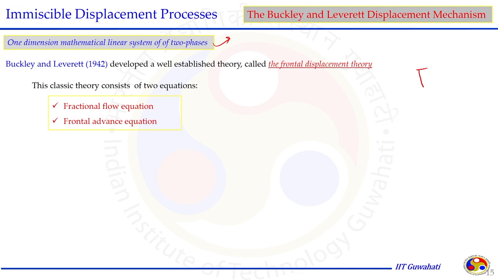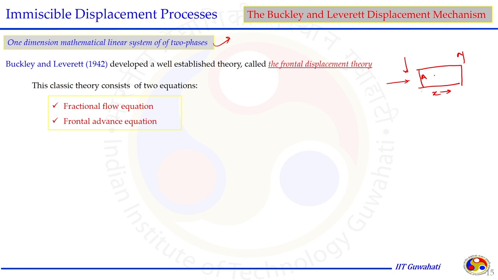So, let's say if there is no dip angle, this is the way the horizontal linear system is there, which is having the cross-sectional area A. The movement is happening in this direction. This is our x direction. This is injection well. This is production well.